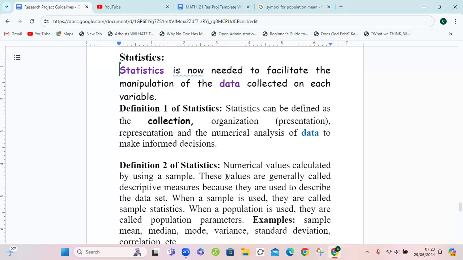It goes on to say these values are generally called descriptive measures because they are used to describe the data set. When a sample is used, they are called sample statistics. When a population is used, they are called population parameters. So examples, as I mentioned before, are mean, median, mode, variance, standard deviation, correlation, etc.